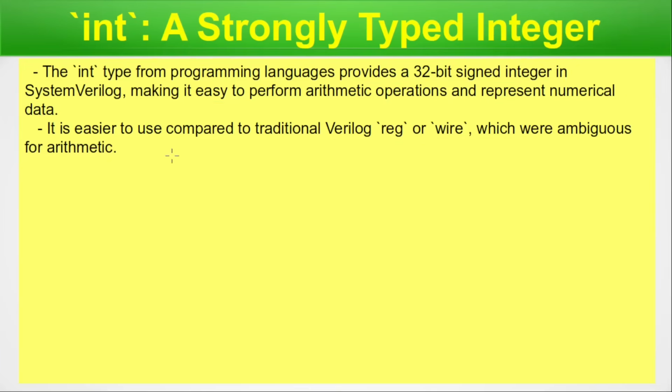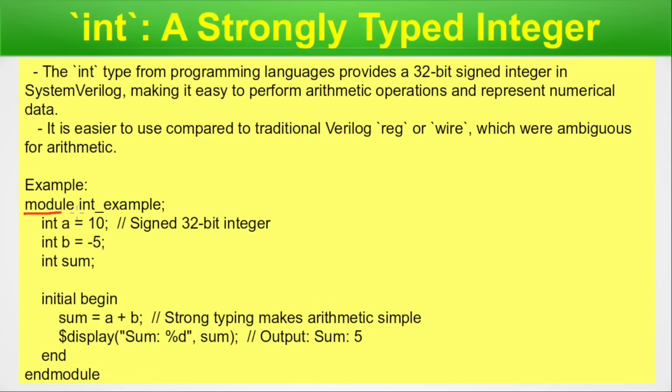Now let us see the example. Here we have a module int_example, and inside that we have int a = 10, a signed 32-bit integer, int b = -5, and int sum. Now in the initial block we do the mathematics. So initial, then begin, then sum equals a plus b, and we display the sum here with the $display command, and we end, and here we end the module. So this is very simple. The use of int helps to allow mathematical operations inside an HDVL, that is, hardware description and verification language. Now let us move on to the next slide.